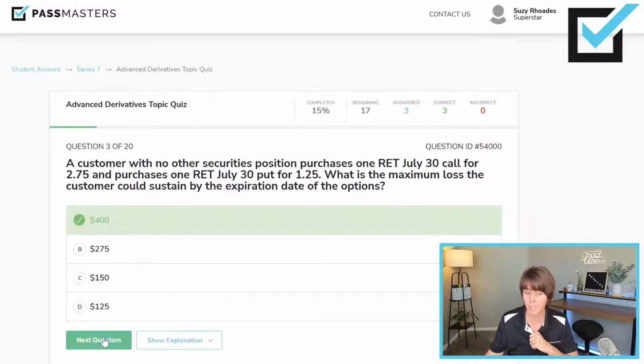The most they can make is unlimited because they bought a call. Calls have unlimited upside profit potential.